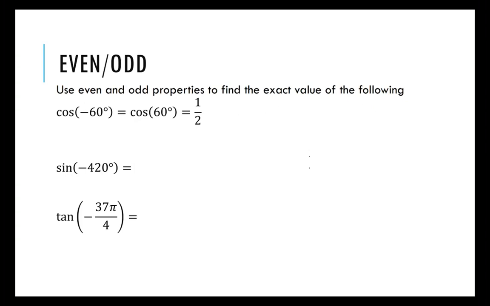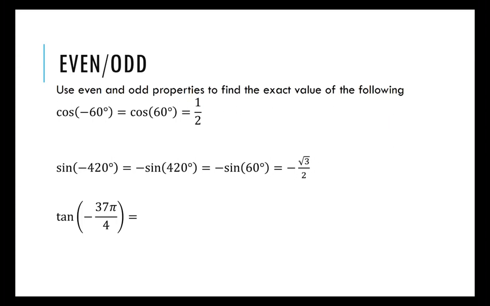That means that sine of negative 420 is the same thing as negative sine of 420. Well then, if you want, you could use the fact that 420 degrees positive is the exact same thing as a coterminal angle of 60 degrees, and then negative sine of 60 degrees is the same thing as negative square root of 3 over 2.